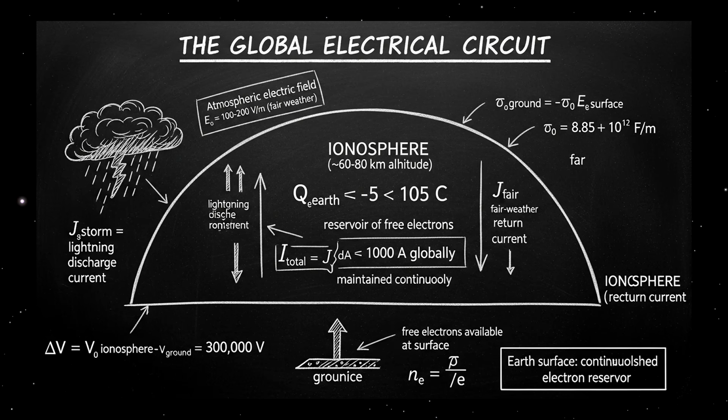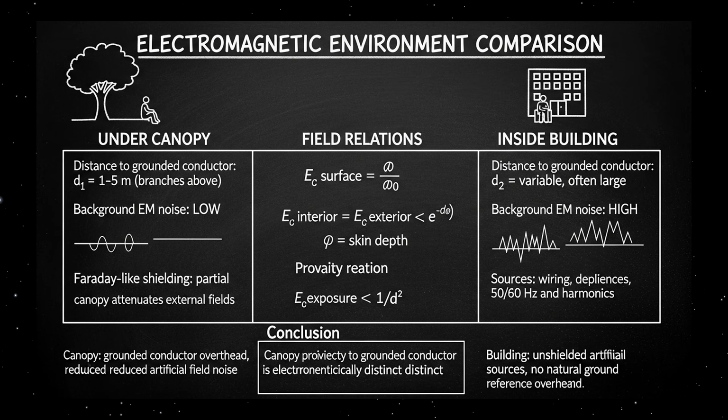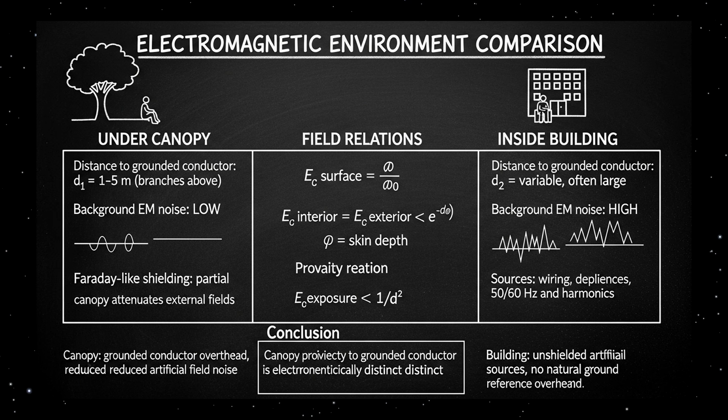The soil, in turn, is connected to the Earth's surface charge. A reservoir of free electrons maintained by the global electrical circuit between the ionosphere and the ground. A tree in contact with the Earth is, electrically, an extension of the ground plane. A person sitting beneath the canopy is in closer proximity to an electrically grounded conductor than a person inside any building, and the background electromagnetic noise of the built environment is reduced.